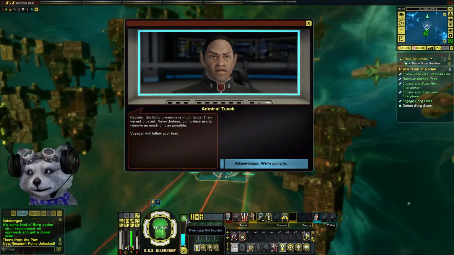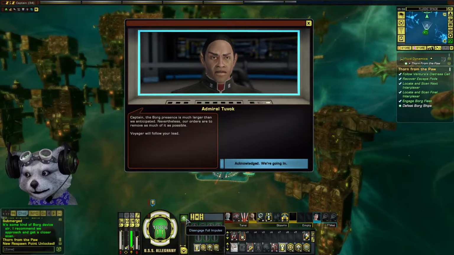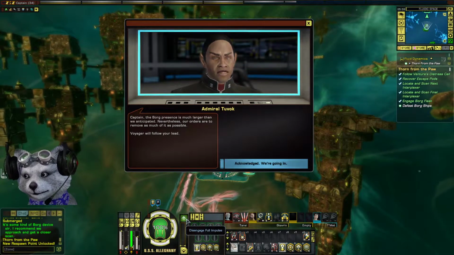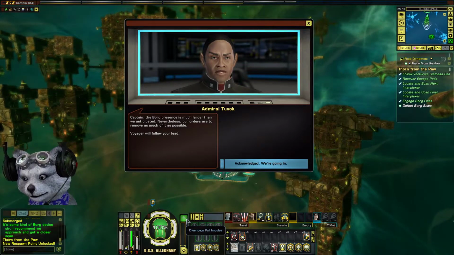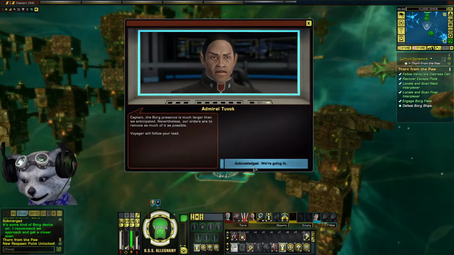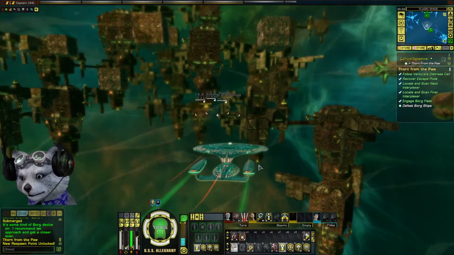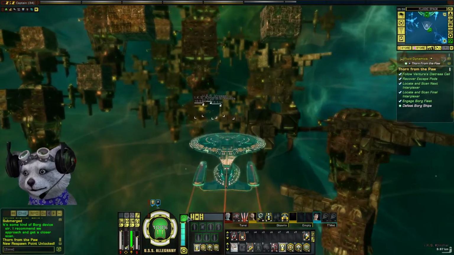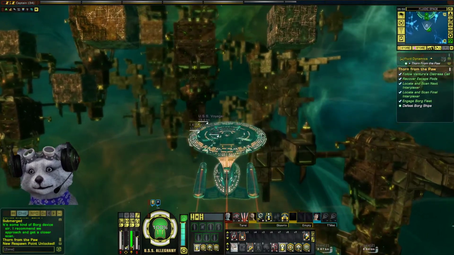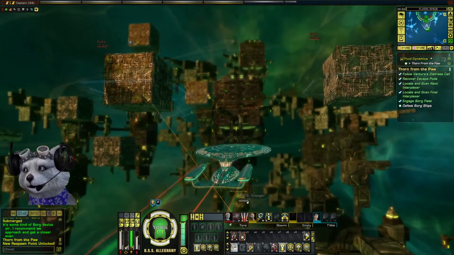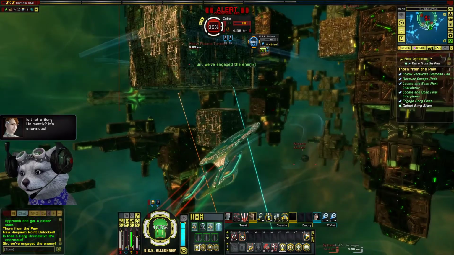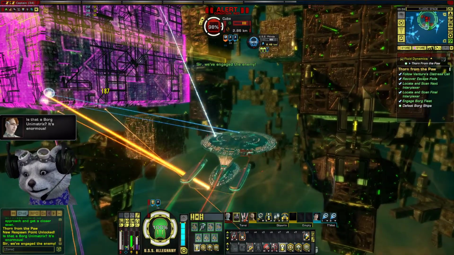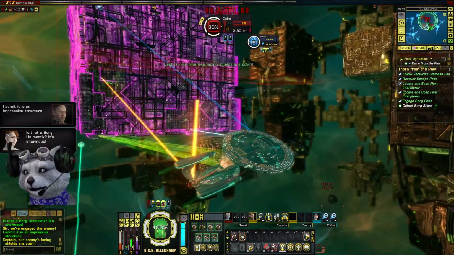The Borg presence is much larger than we anticipated. Nevertheless, our orders are to remove as much of it as possible. Voyager will follow your lead. Okay, acknowledge. We are going in. Is that a Borg Unimatrix? It's enormous! I admit that it is an impressive structure.